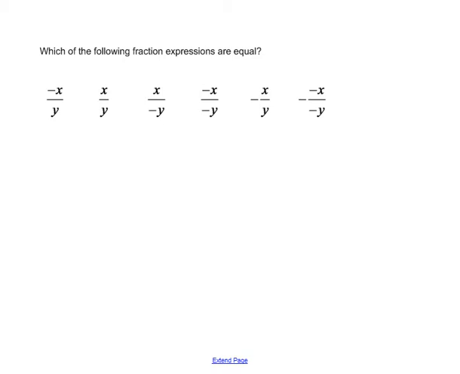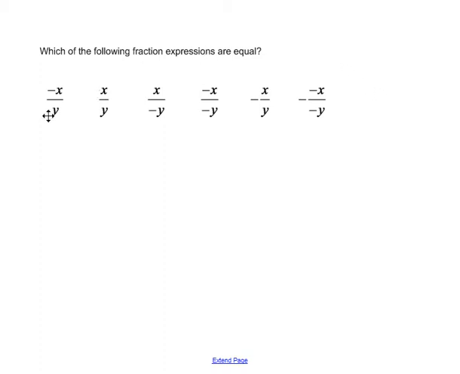Which of the following fraction expressions are equal? So here we've got quite a few fraction expressions going on. We've got signs going on all over the place. So let's think about this given the way that these are given with their variables, and then see if we can confirm our answer by choosing some particular values.